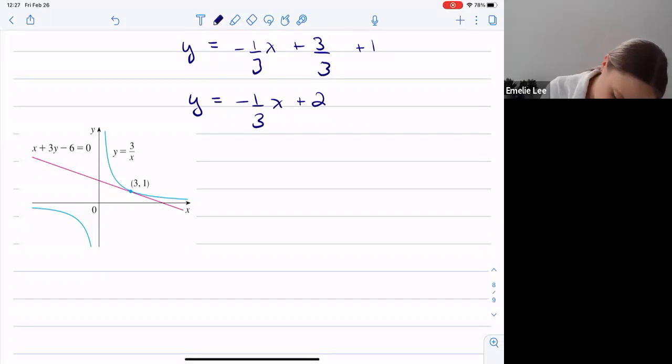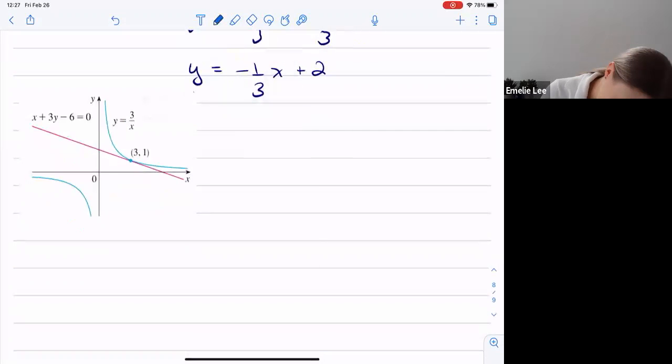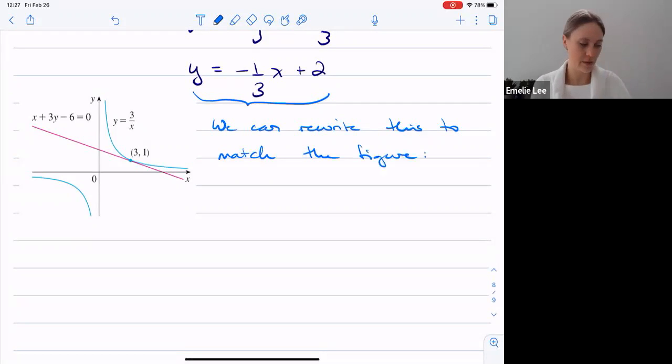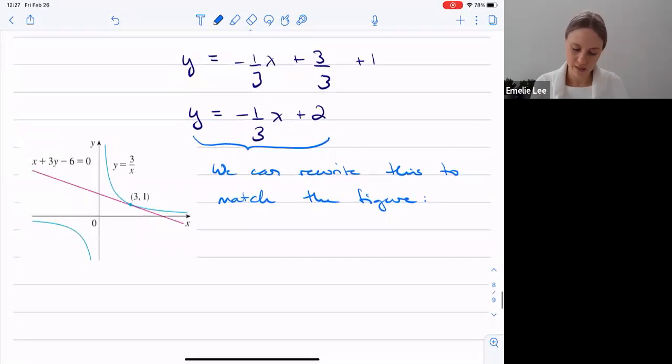And so we can rewrite this to match the figure, right? Well, all you'd have to do is move everything over and set it equal to 0 instead, right? But just to convince yourself that nothing weird is going on here.